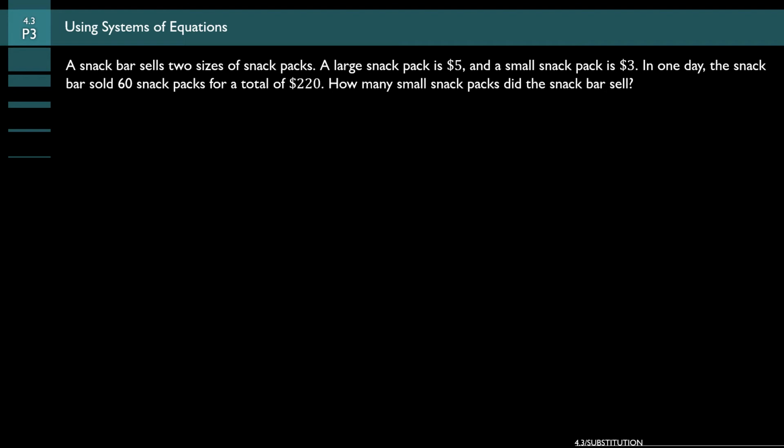So the first thing we've got to do is translate this entire thing from English to math. We know that a large snack pack is $5. So we're going to say that L is equal to 5. Then we know that a small snack pack is $3, so we're going to say that S is equal to 3. Then we know that the total amount of snack packs sold between large and small was 60. Then we know that the money that was made off of those snack packs was $220.